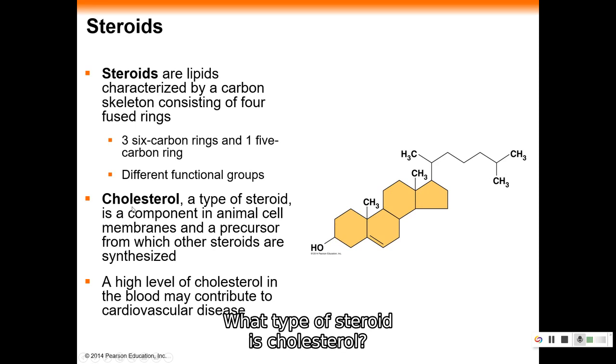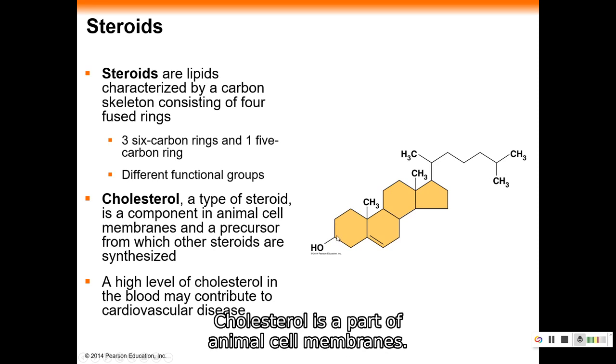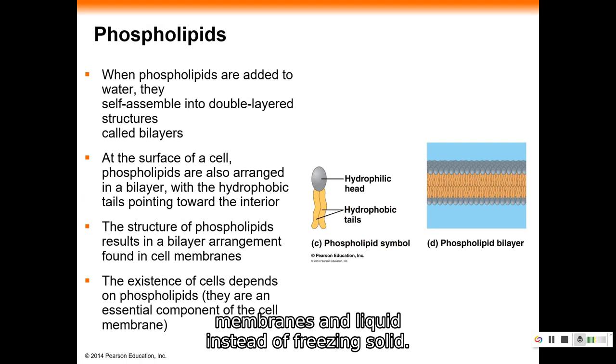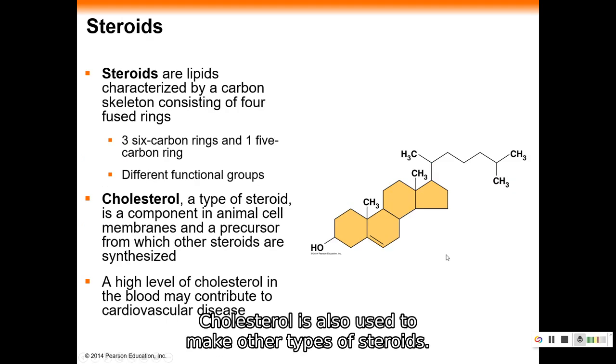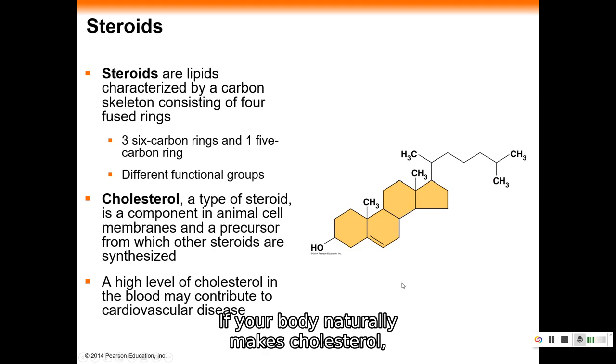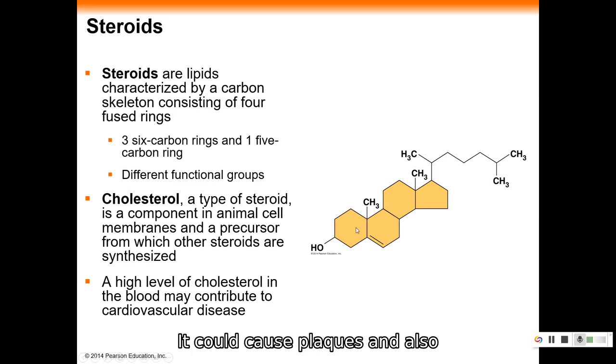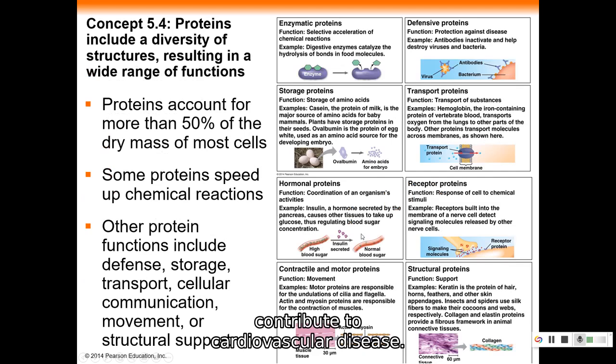One type of steroid is cholesterol. Cholesterol is a part of animal cell membranes. Cholesterol is important in cell membranes because it will get into the phospholipids. Let's go back. So it'll just slip itself into the middle of phospholipids and prevent those phospholipids from getting too close together. So it keeps your cell membranes liquid instead of freezing solid. Cholesterol is also used to make other types of steroids. Your body naturally makes cholesterol, and you can also eat cholesterol, but if you have a diet too high in cholesterol and get too much cholesterol in your blood, it could cause plaques and also contribute to cardiovascular disease.